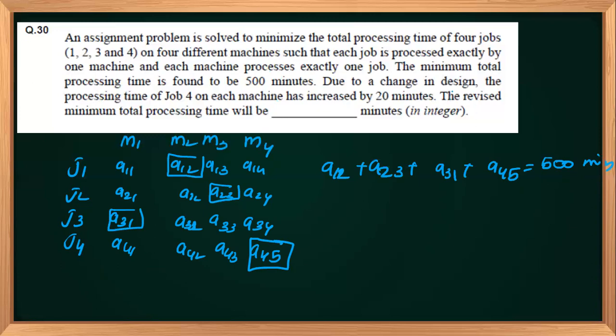This is 500 minutes, but due to a design change, our job on each machine has increased by 20 minutes more. So for job 4, every time I have to add 20 here, plus 20 here, plus 20 here, plus 20 here. This is the new matrix which we have formed.